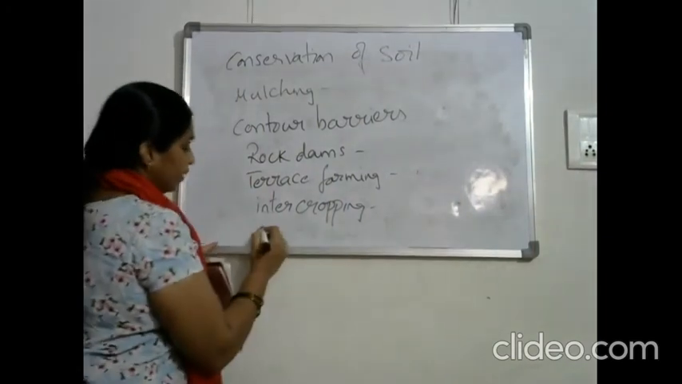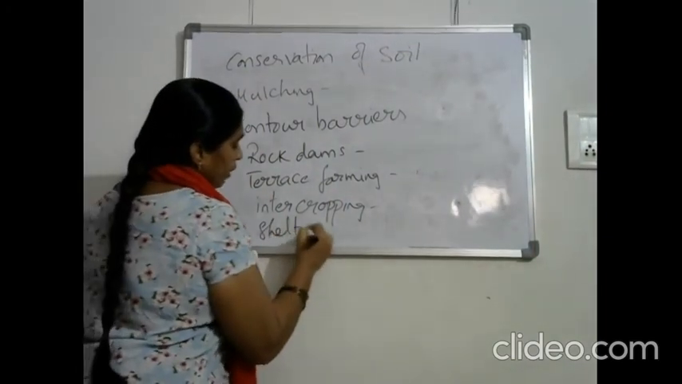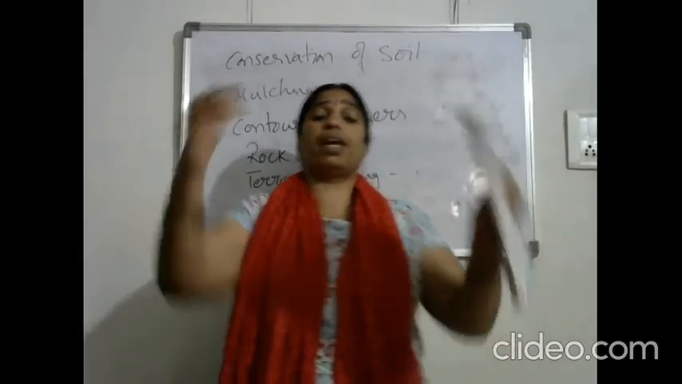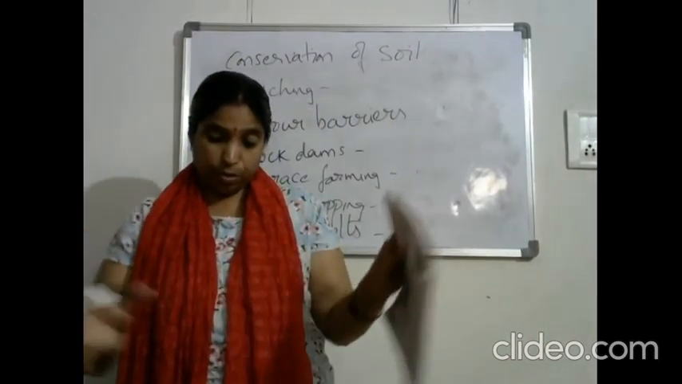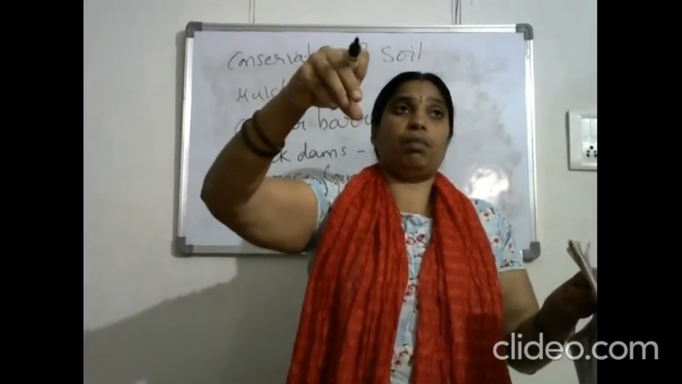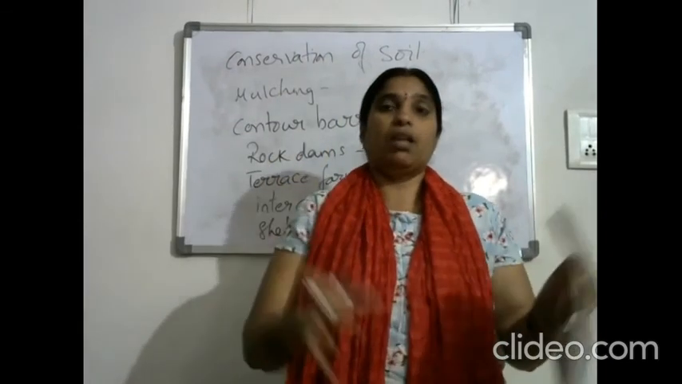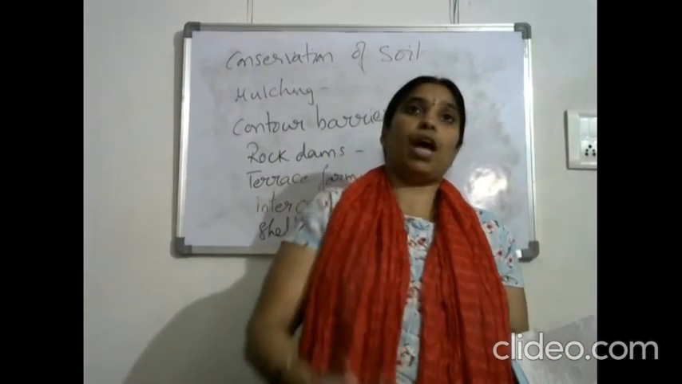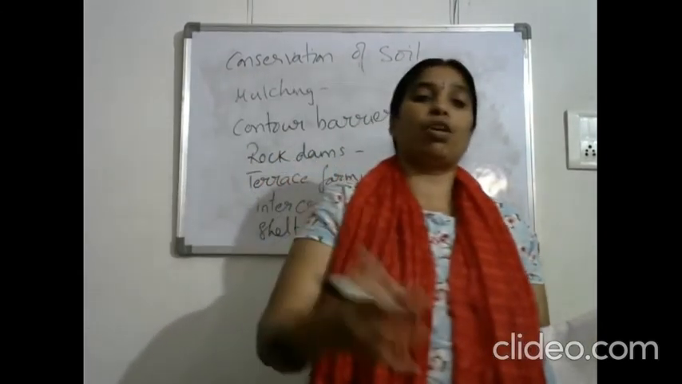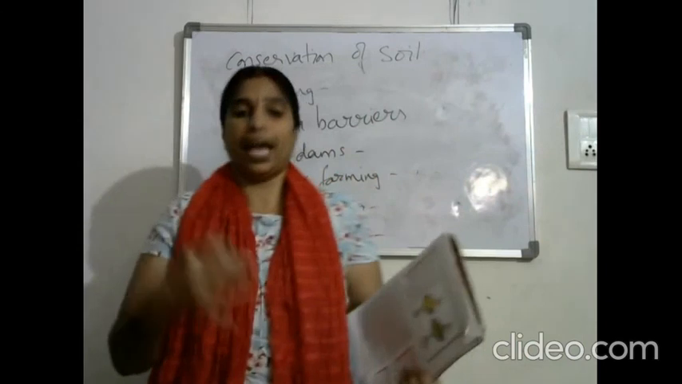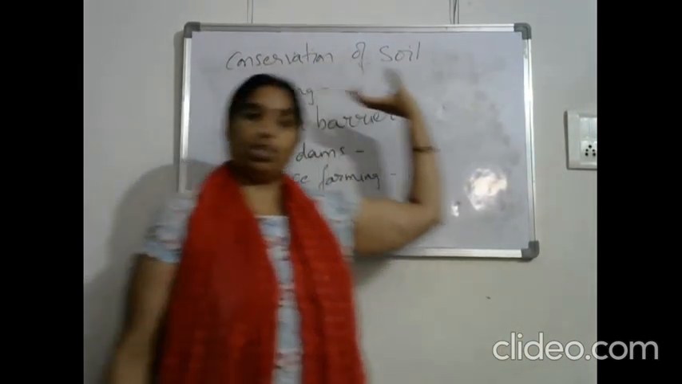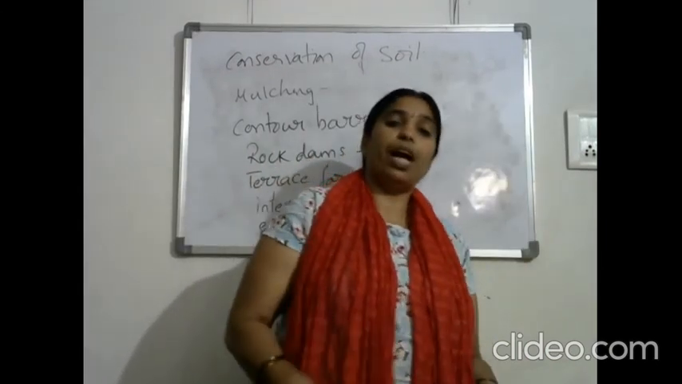Then shelter beds. As you know, between the crops and near our homes also, we construct a small layer, like a wall made of mud, so that the water we are pouring will not get through. Because of that, the soil will not get eroded. So these are the different ways for the conservation of soil. Okay, now we will move into the water.